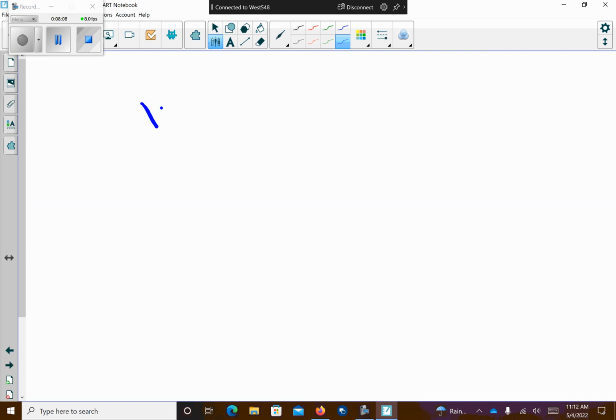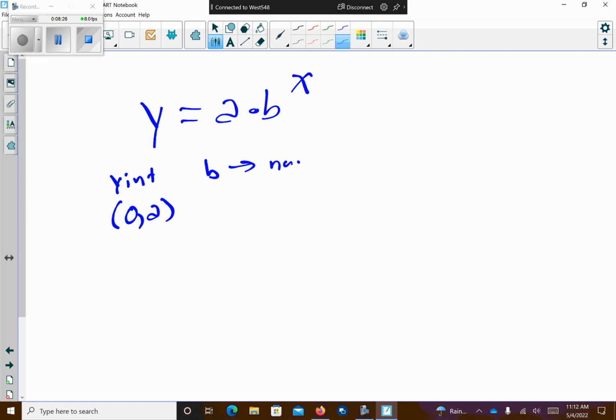So we have y equals a times b raised to the x. So the y-intercept of this is going to be 0, comma a. And if everything just stays as is in that graph, let's say our b is a number bigger than 1, then the graph of this particular one is going to look like this.